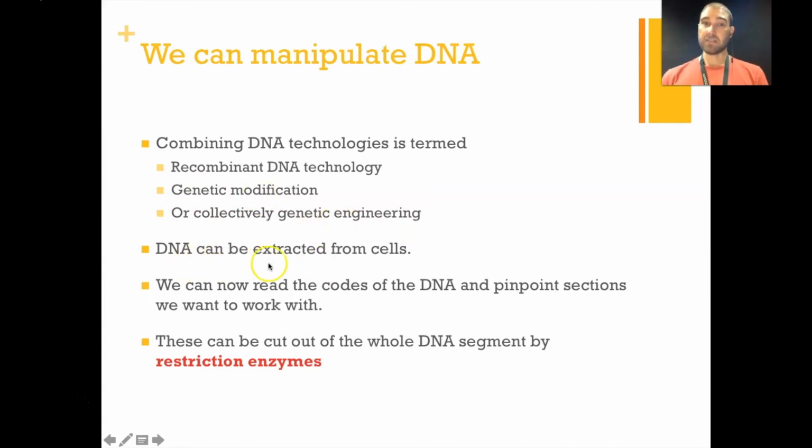We've already talked about how DNA can be extracted from cells. We can read the code on the DNA and we can pinpoint sections of DNA that we want to work with. So we can identify particular genes or particular areas of the genome that we want to work with. And then we can cut those pieces of DNA out using restriction enzymes. Now I've mentioned restriction enzymes before. Let's have a look at how they work.